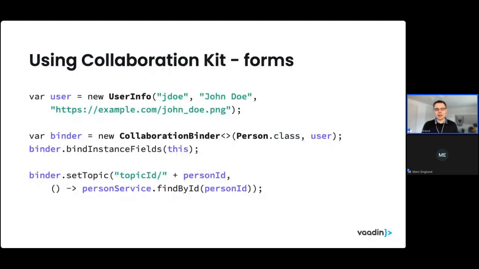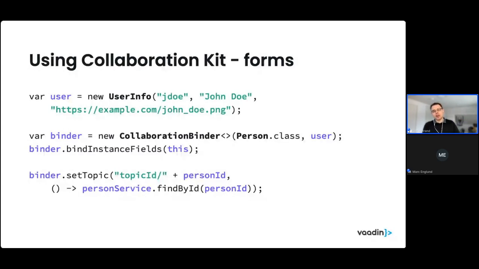Finally, we've got the form example. So here again, the same user info. And then in Vaadin in general, you have a class called Binder that is used for form binding. Here there's also a CollaborationBinder, which is quite similar. So it actually shares most of the APIs. Usually with Binder, you initialize it with the class that you want to edit, so person entities in this case, and then also you give the current user to be able to show those pop-ups when someone edits a field and so on. You use the regular, for instance, bindInstanceFields that you use with the regular binder also. But then finally, to start using this, you need to bind it to a topic.